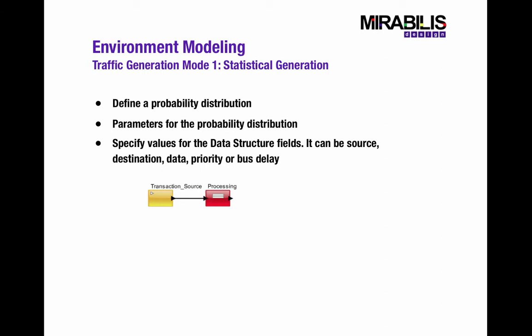And then for the transaction itself, we'll specify values for the fields. For example, it could be the source, destination, data, priority, or bus delay. And the concatenation of the transaction source and the processing block will constitute the transaction source that has an inter-arrival time according to the probability distribution. This is traffic generation mode number 1.